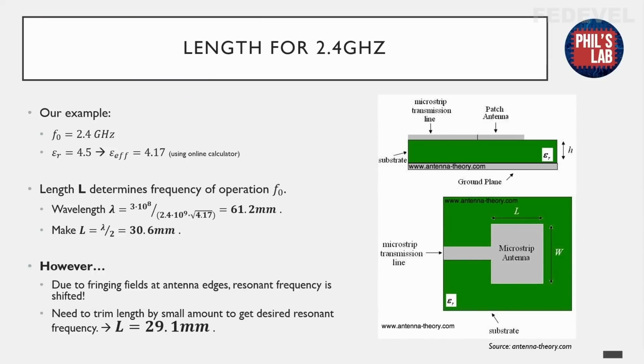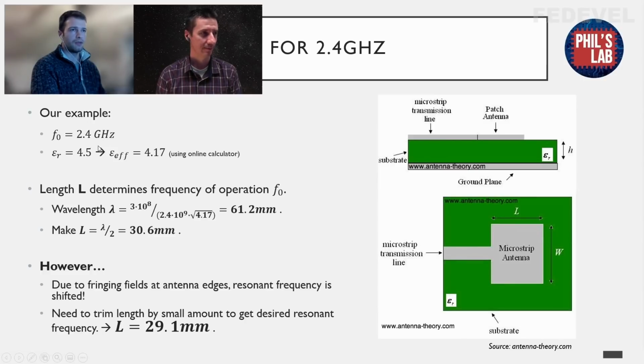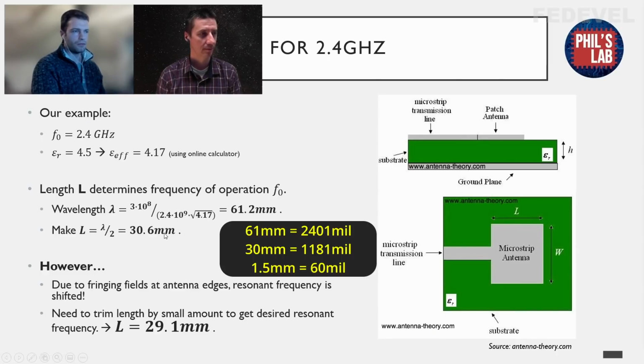So we can actually go through the design example for length for our 2.4 gigahertz antenna. We have a center frequency F0 of 2.4 gigahertz. We have a permittivity of 4.5, which gives us, using an online calculator, 4.17 actually, as the effective permittivity. We plug all of that in. We see a wavelength that's about 61 millimeters. We take the half of it. And again, because of these fringing fields, the resonant frequency is actually shifted and we need to trim it by an amount, and that turns out to be like 1.5 millimeters. So a couple of percent you have to take off.